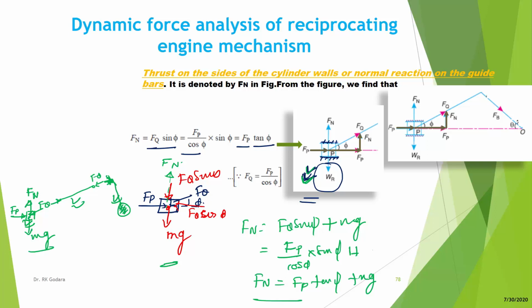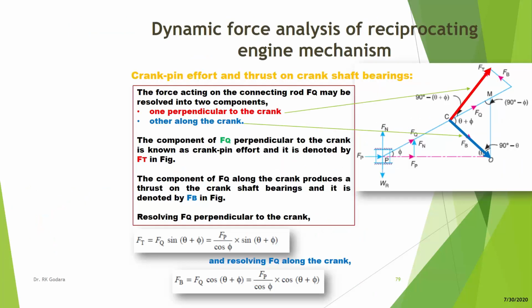So now we know the force in the connecting rod. At this time we know the forces on the piston. So next we'll find out the force on the crank. This is the force acting on the crank, right? This is Fq. If this angle is phi and this angle is theta, then this angle would be theta plus phi, and this Fq can be resolved into two parts. One is the tangential part, perpendicular to the crank, and one is along the crank.